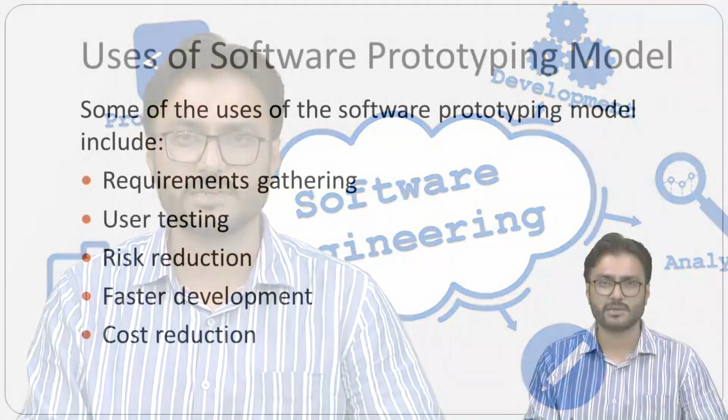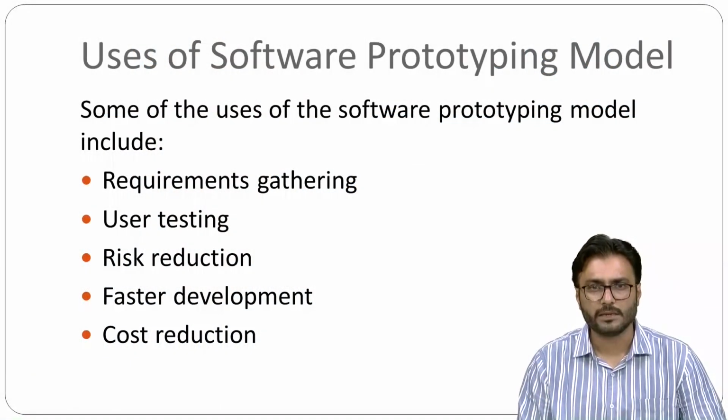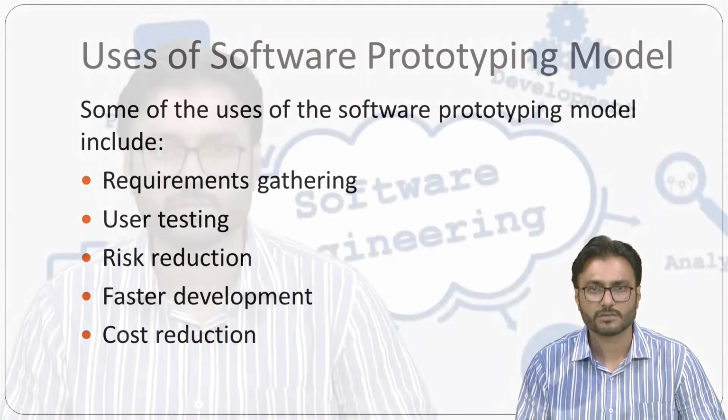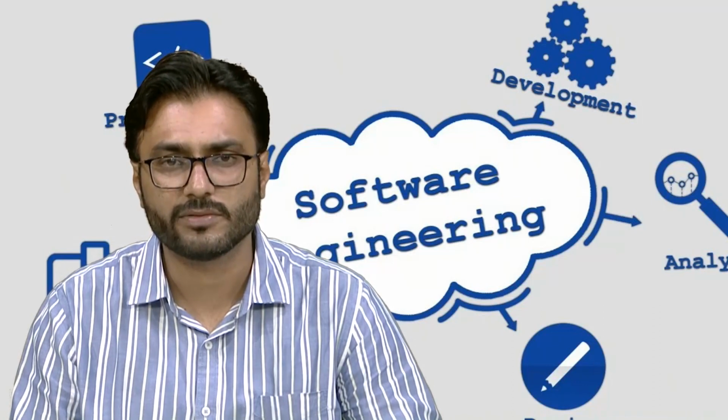The third one is risk reduction. Here, the prototyping model can help to reduce the risk of developing a software product that does not meet the needs of the end users or stakeholders. By creating a prototype, developers can identify issues and refine the design before the final product is developed, which reduces the risk of costly rework and delays, we can say.